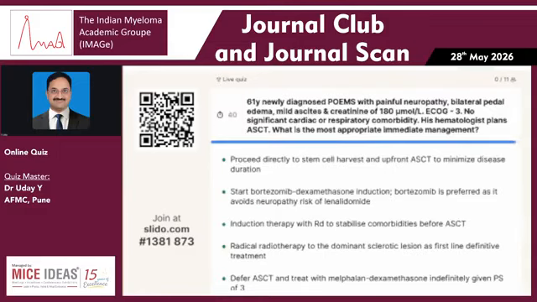A 61-year-old newly diagnosed POEMS with painful neuropathy, bilateral pedal edema, mild ascites, and creatinine of 180 micromoles per liter. ECOG is 3, no significant cardiac or respiratory comorbidity. His hematologist plans for a transplant. What do you think is the next immediate management?